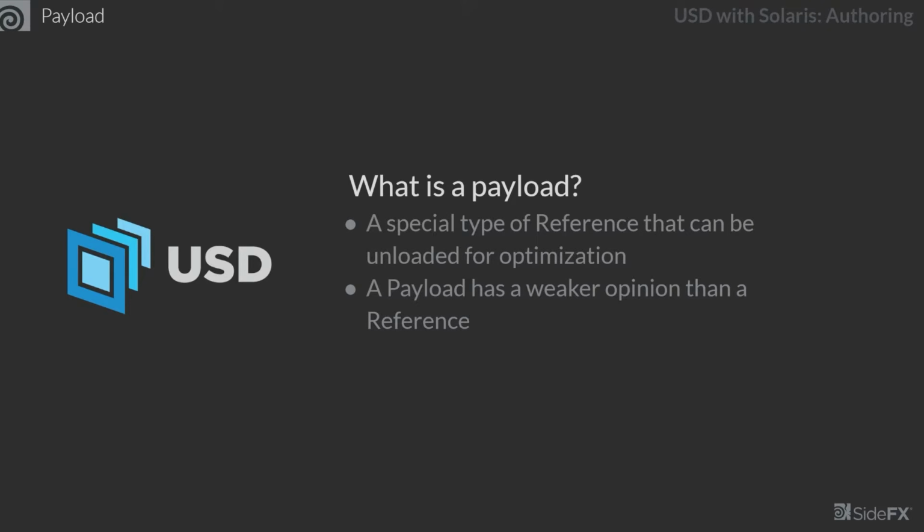So a payload is just a special type of reference that can be unloaded from our scene in order to optimize our performance. Another thing about it is that it has a weaker opinion. Basically what that means is that when we load a payload into our scene, and we try to overwrite something in our scene with a payload, and it's a reference or a sublayer, it's not going to override properly because its strength is weaker than those other primitives in the scene.